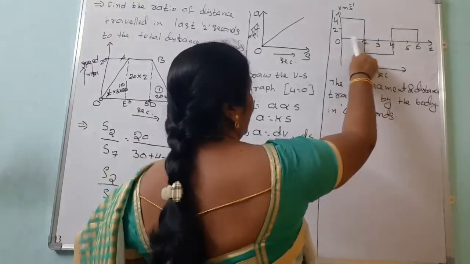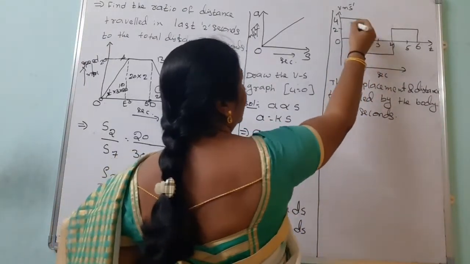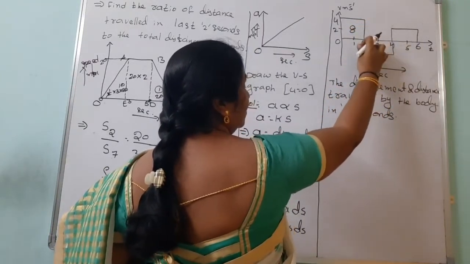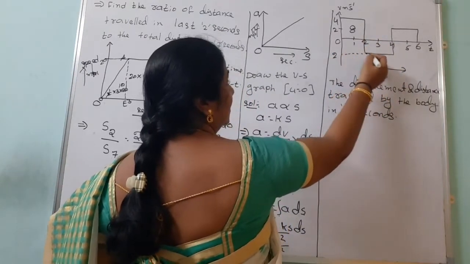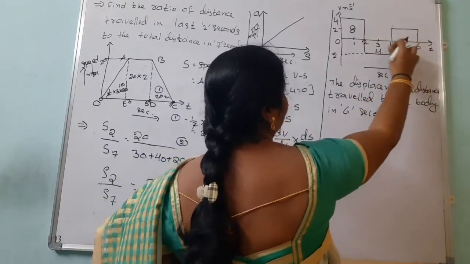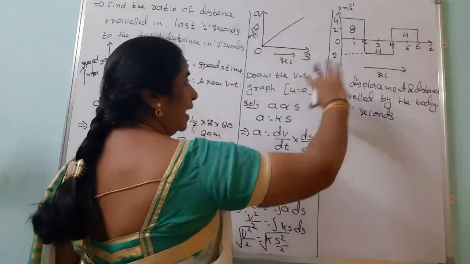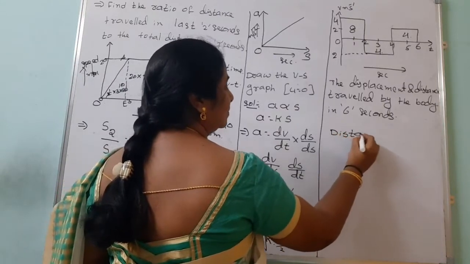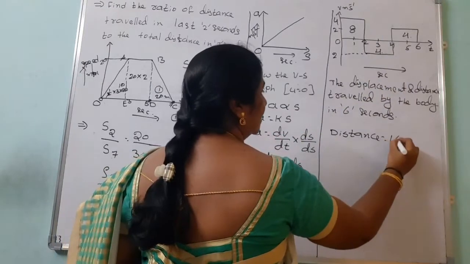See, the area of this rectangle is base into height, 2 into 4, 8. And this part is 4 minus 2, so 2 into 2, 4. The third part's area is 2 into 2, 4. So the total path length covered by the body is how much? The distance equals 8 plus 4, 12, plus 4, 16 meters.